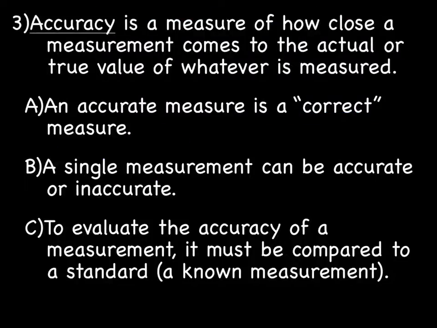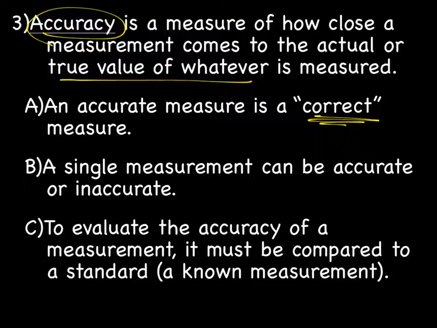Accuracy. Accuracy is a measure of how close a measurement comes to the actual or true value of whatever is measured. Okay, so how close am I to exactly how much something weighs, or exactly its size, or its distance? Okay, an accurate measurement is what we call a correct measurement.